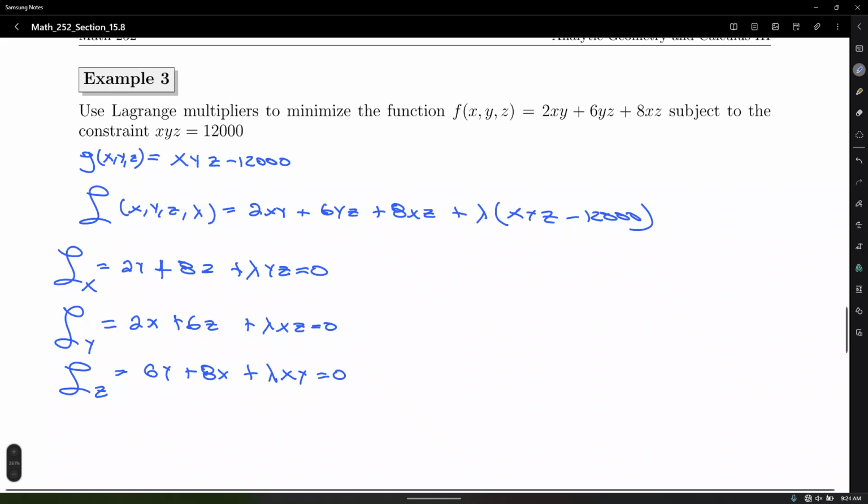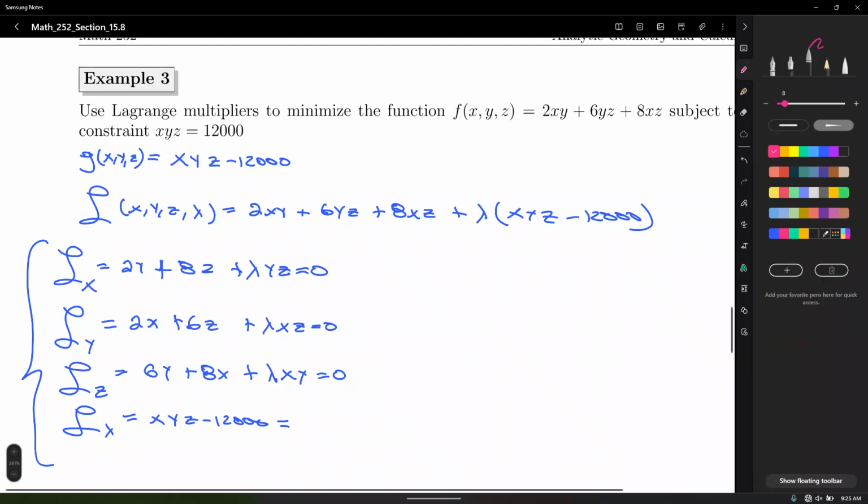And lastly, let's differentiate with respect to lambda. So the first 3 terms are going to go to 0. So differentiate lambda, which is 1, times the coefficient, which is this quantity inside parentheses. That's essentially the constraint. Right? So we have a system of equations with 4 equations and 4 unknowns. Well, so how are we going to go about that? Well, let's label this. So 1, 2, 3, and 4.